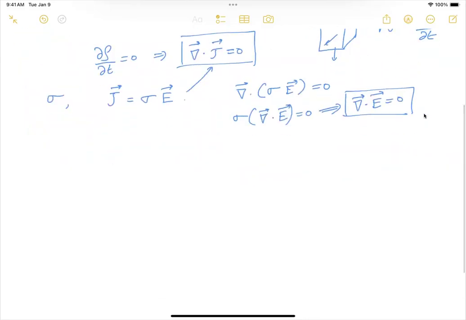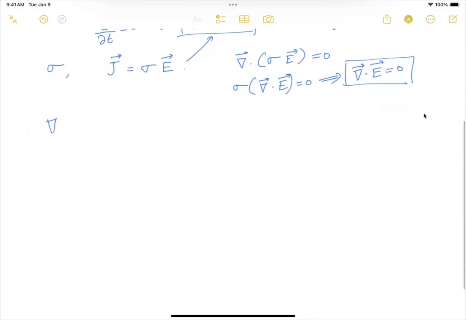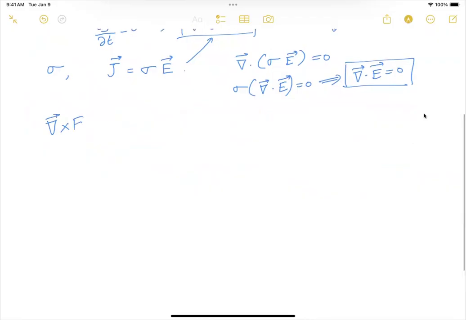Also, if you look at the other form of the Maxwell's equations, we know that the curl of the electric field is equal to minus the rate of change of magnetic flux density. But because you have a steady current, the time rate of change of magnetic flux density is also essentially 0, and hence the curl of the electric field is also 0.